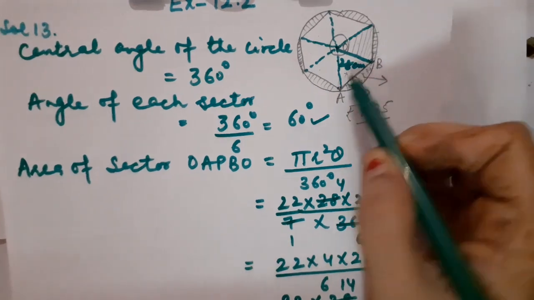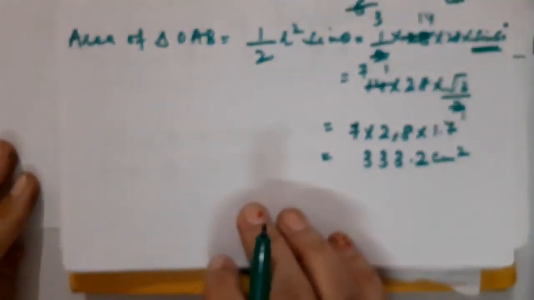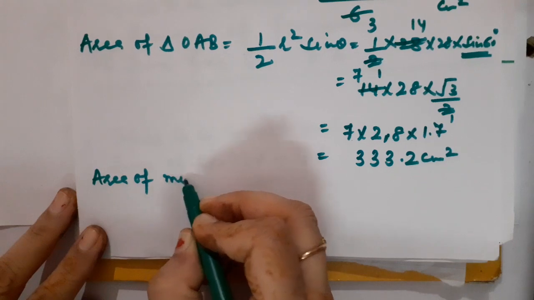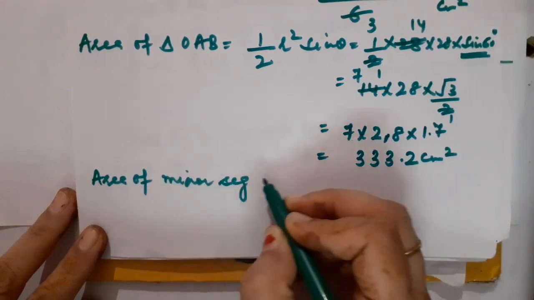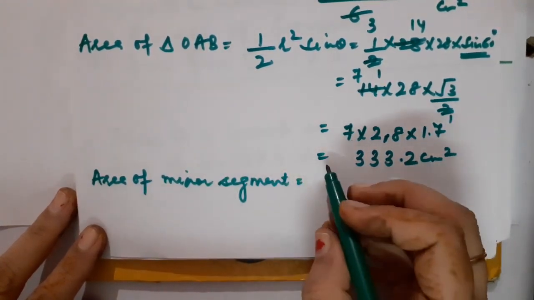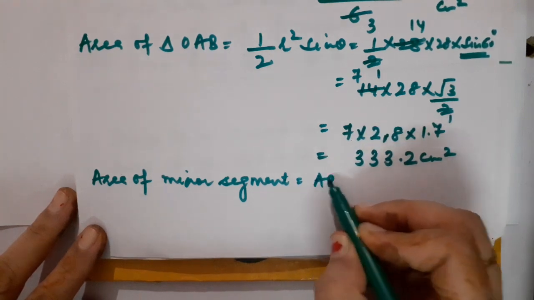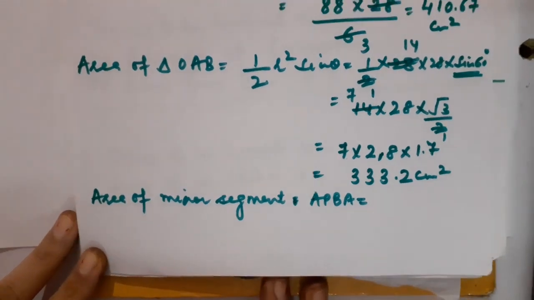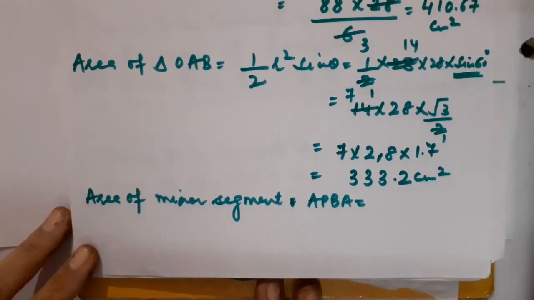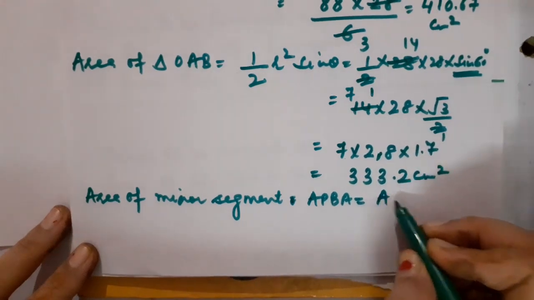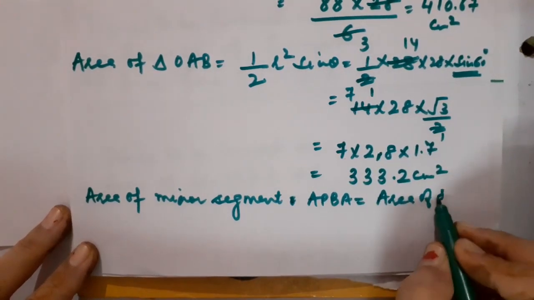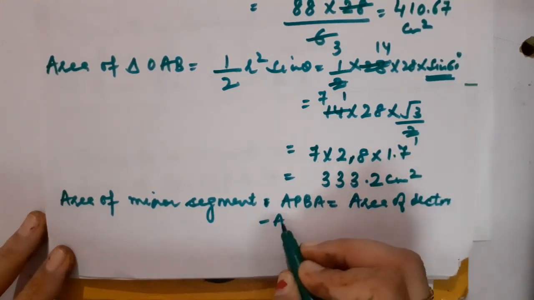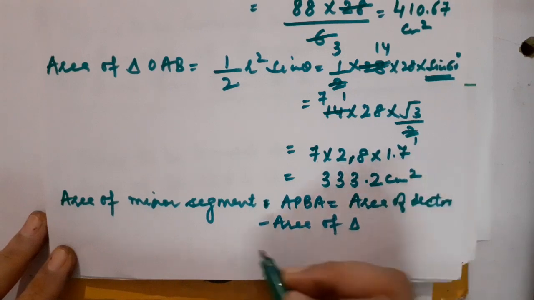Now as I have to calculate the area of the design, design is what? This is minor segment only. So let us apply this formula now. Area of minor segment. What is the name of the segment? That is APBA. APBA is equal to, what formula I have to apply now? Area of sector minus area of triangle. So write down that formula. Area of sector minus area of triangle. Okay.